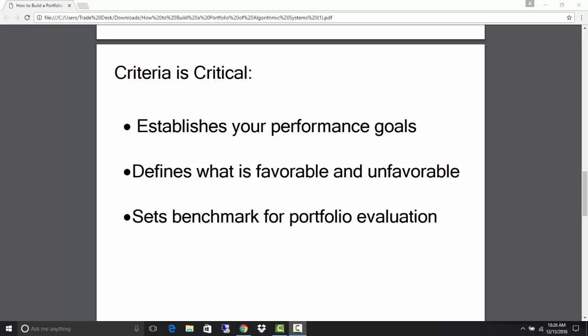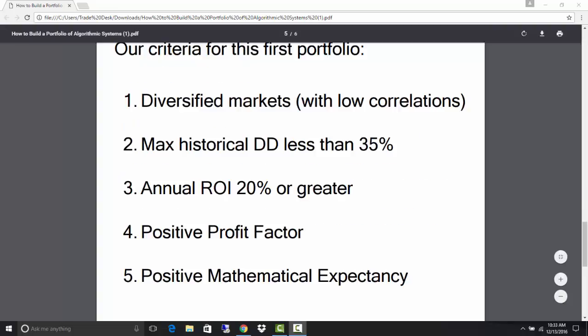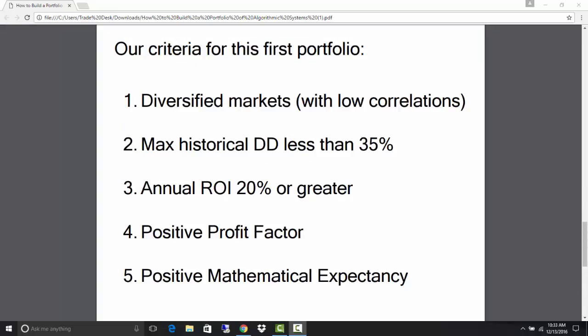When building your portfolio, the criteria you establish is critical. It establishes your performance goals, it defines what is favorable and unfavorable, and it also sets benchmarks for your portfolio evaluation. We'll get into this in more detail. For example, we've identified a set of 5 criteria to help us build our portfolio today. The first one is diversified markets with low correlations. We want to make sure that the instruments we include in our portfolio are in different markets and that 2 or more instruments don't trade in exactly the same way. In other words, they have low correlations.